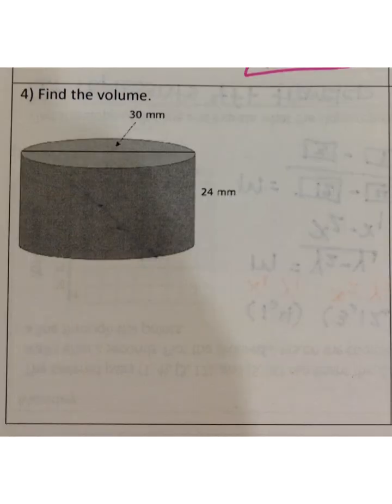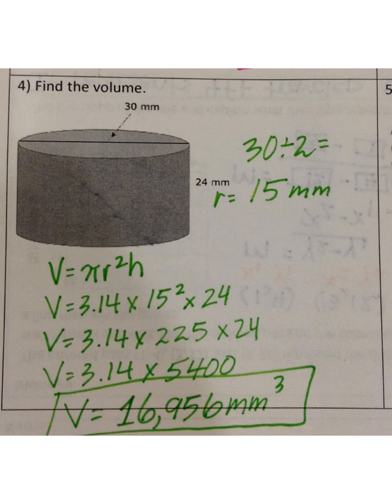Number 4, find the volume. So volume of the cylinder was new this week. As you've realized, hopefully, with volume, we're taking the area of the base and to bring it to the third dimension, we multiply by the height of the figure. So it's pi r squared times height.